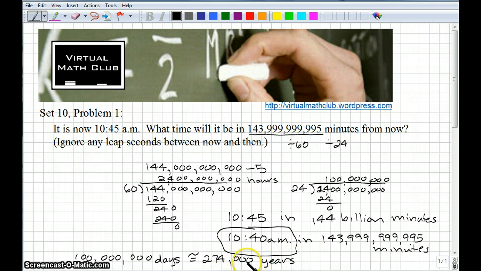So, in reality, who knows what's going to happen in 274,000 years. I don't know if the clocks will be still keeping time the way they are now. But theoretically, it would be 10:40 a.m. So there you go.